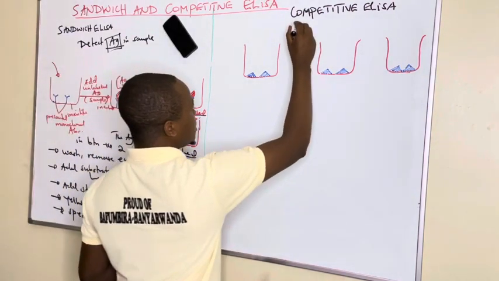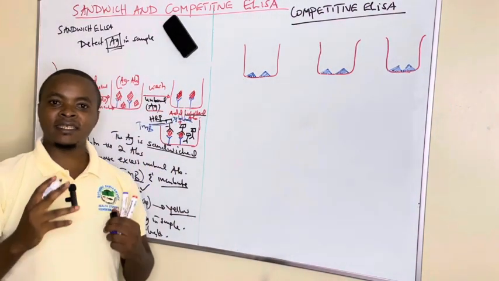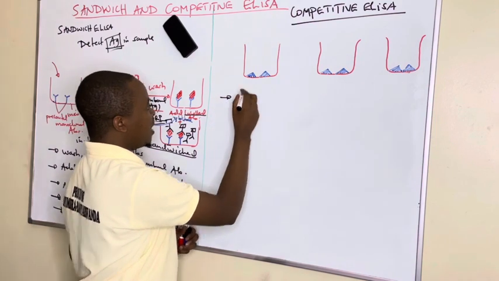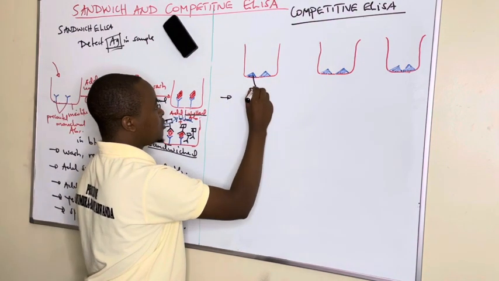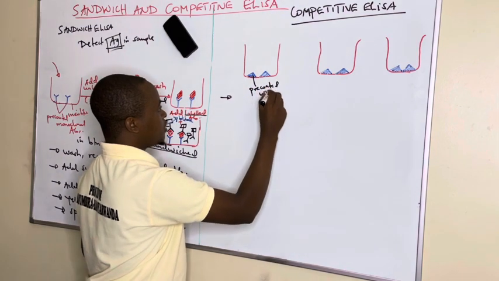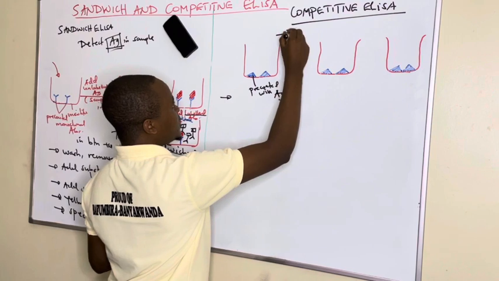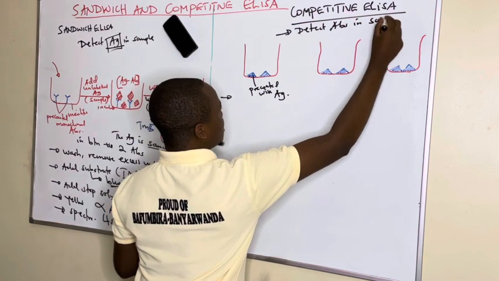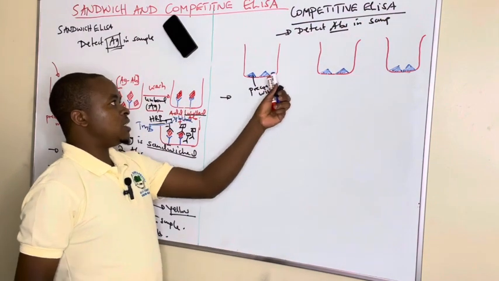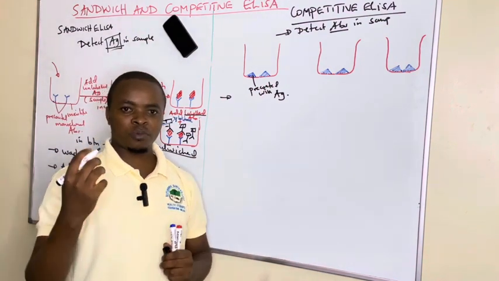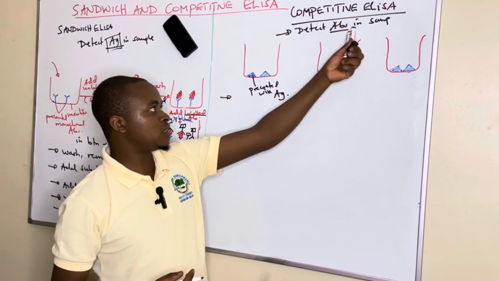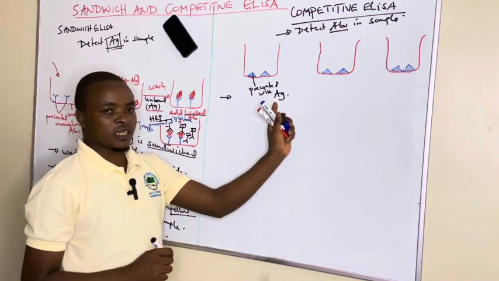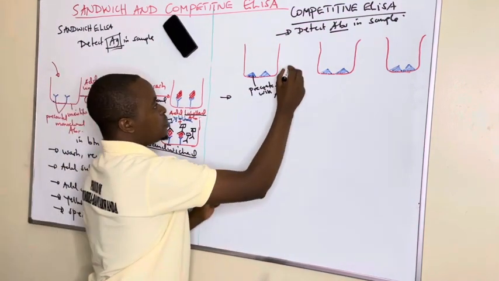Then in a competitive ELISA, the key word is competition. So in this competitive ELISA, the principle is that we have the microtiter well pre-coated with antigen. It is used to detect antibodies in the sample. It can either detect antibodies or antigen, depending on which one is pre-coated. But because in our case we have pre-coated the microtiter well with the antigen, we are going to detect the antibodies in the serum sample.